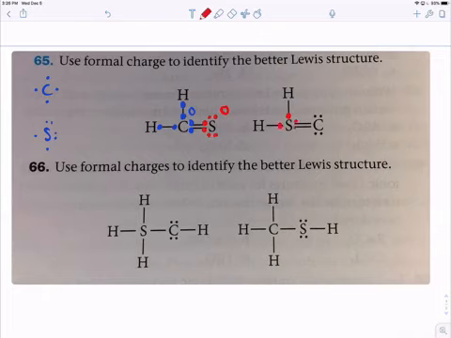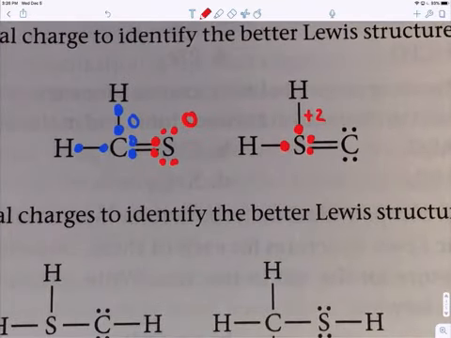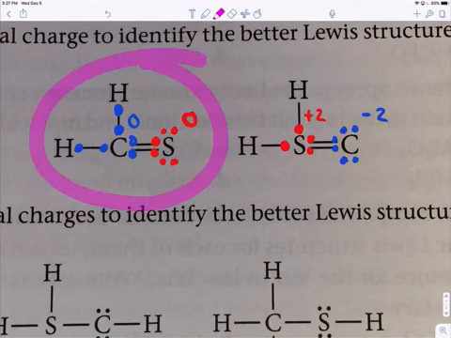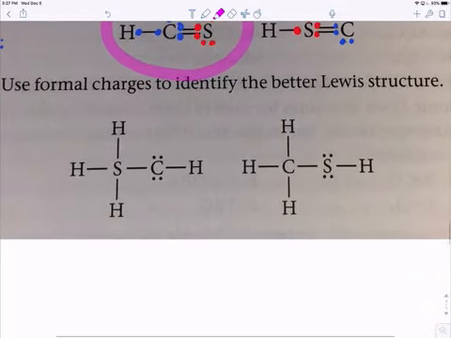Over here, sulfur originally has 6. It has 4. It has a formal charge of +2. And carbon originally has 4. Now it has 6. It's got a formal charge of -2. And because of that, the better molecule is the first one because it minimizes the formal charge. So, does anybody have any questions on how to do this? All right, try it out here.